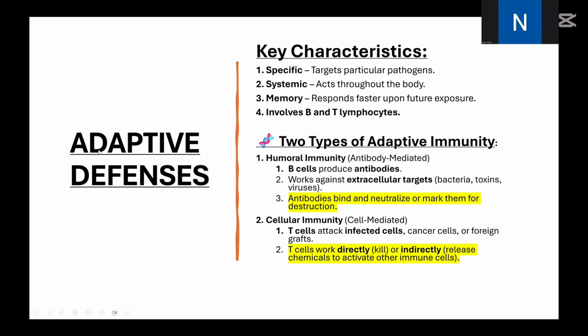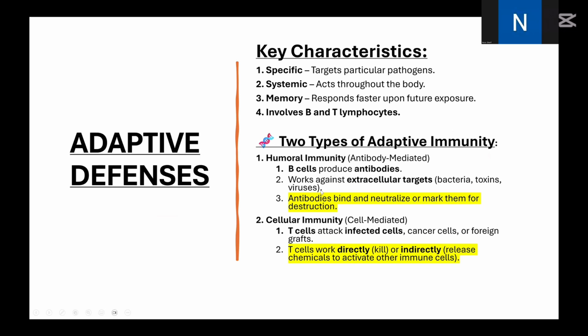Now, adaptive defenses, these are the key characteristics. So specific systemic memory involves B and T lymphocytes. Whenever I say B cells, I mean the humoral immunity. I also mean the antibodies. And the antibodies work against extracellular targets like bacteria, toxins, and even some viruses. Now, viruses mostly work by going inside the cell and then infecting it. In this case, we use cellular immunity.